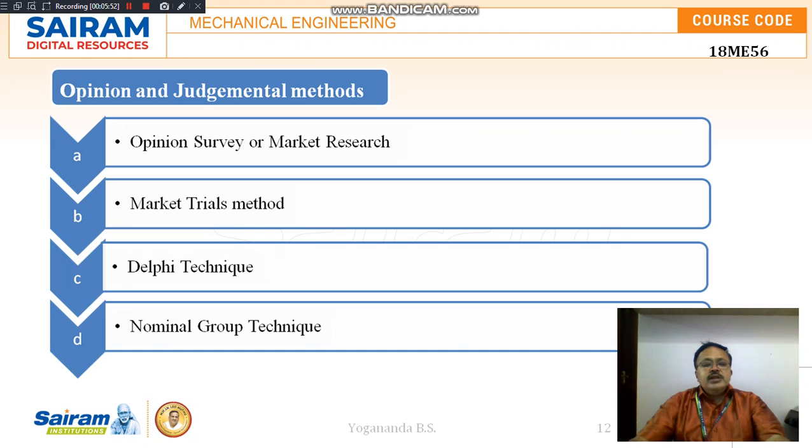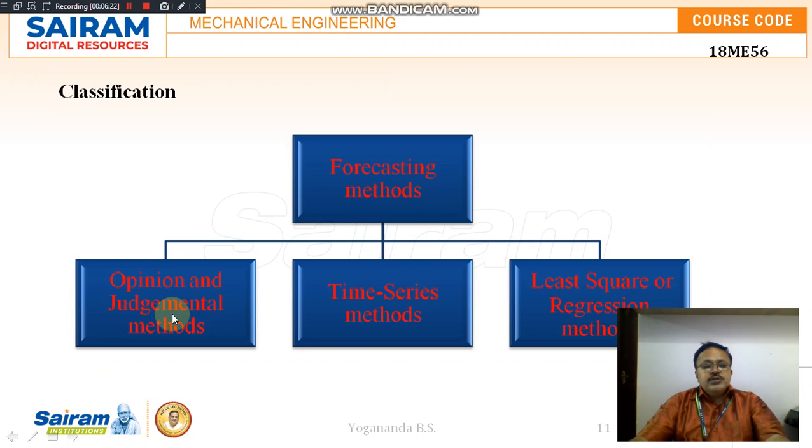In opinion and judgmental methods, we have these sub-methods. The first is opinion survey or market research. The name itself says it: the opinion of the end users will be taken, and market research will be done to know the demand for my product. Then the market trials method, Delphi technique, and nominal group technique. This is under opinion and judgmental methods.